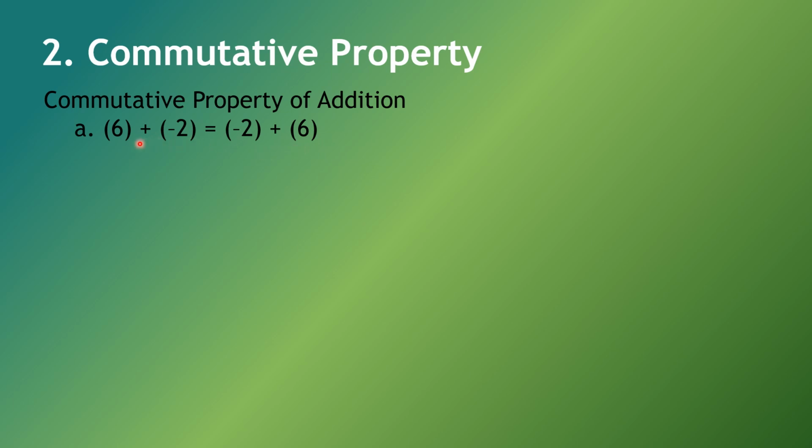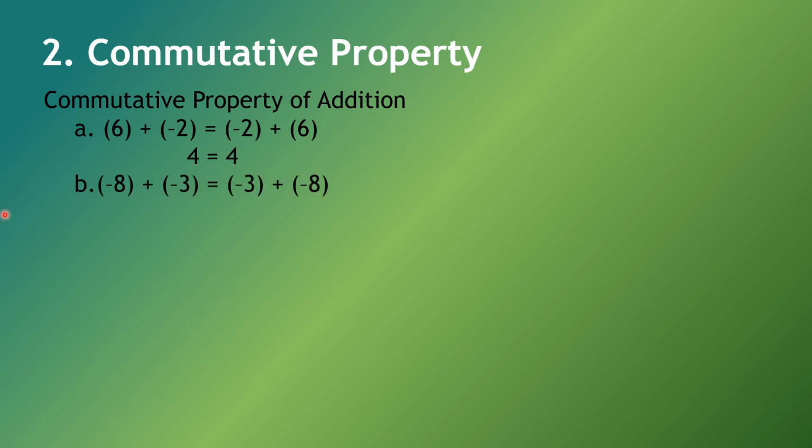Kapag magkaiba ang sign ng dalawang number, katulad na napag-aralan natin sa operations on integers, ima-minus natin ang dalawang number, and then copy the sign of the bigger number. So, 6 minus 2 is equal to positive 4. And then yung 4, kaya siya naging positive dahil ang 6 ay positive. So, since tulad lang sila ng equation, pero pinagpalit lang ng posisyon, ganun pa rin yung sagot. So, 4 is equal to 4.